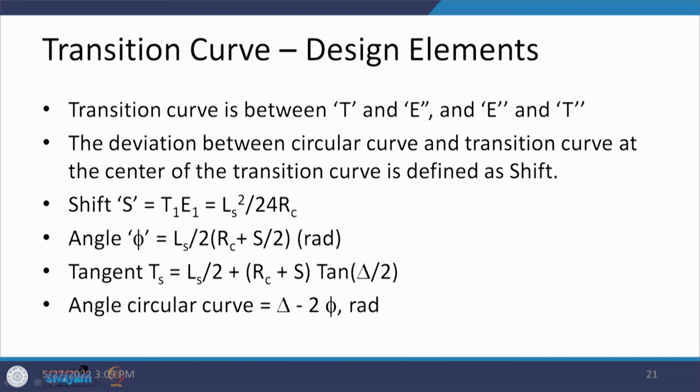Considering all of those things, the shift, as we have discussed before, is Ls squared divided by 24 Rc, where Ls is the length of the transition curve. The phi value, which is the angle related to the transition curve, is Ls divided by 2, so half, divided by Rc plus S by 2 in radians. The tangent is Ls by 2 plus Rc plus S into tan of delta by 2, and the angle for the circular curve is delta minus 2 phi radians. These are the values which we need to consider.